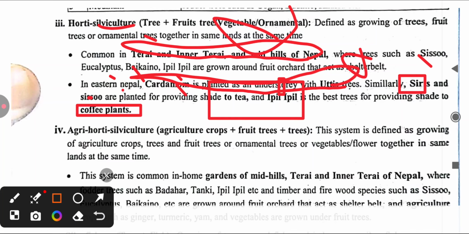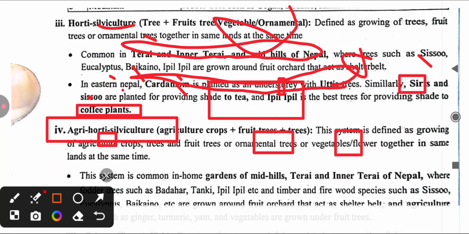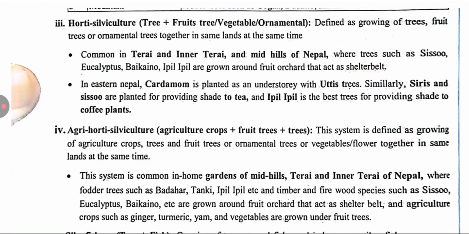Agri-horti-silviculture system: agriculture crops plus fruit plus tree. This system is defined as growing of agriculture crops, tree, and fruit tree or ornamental tree or vegetable together in the same land at the same time.